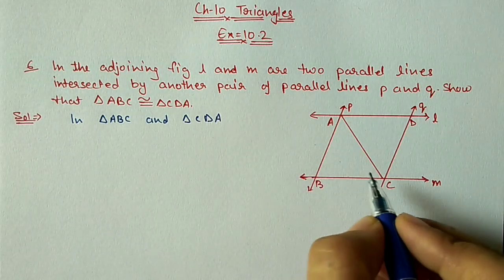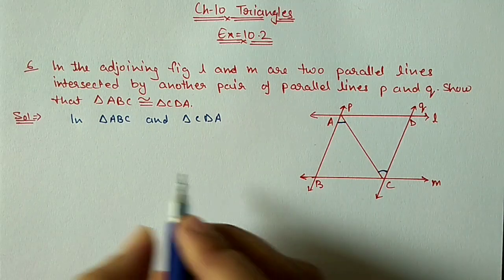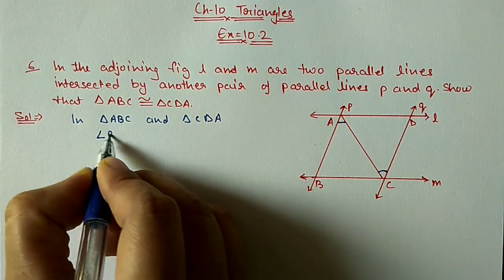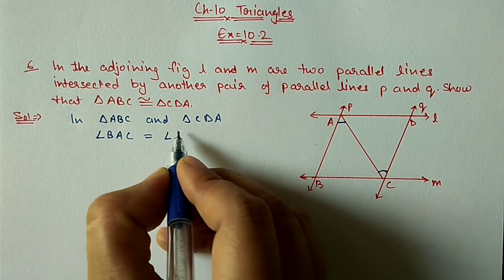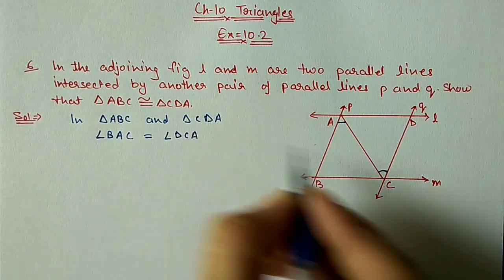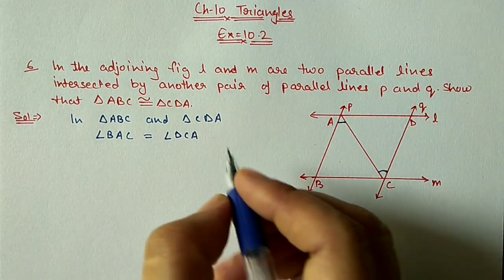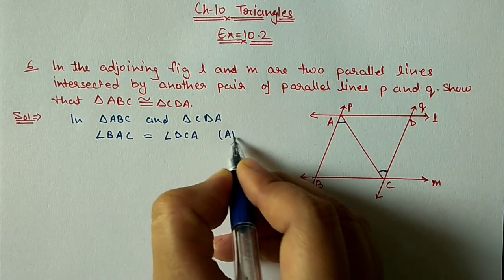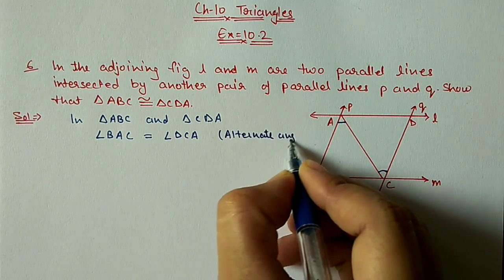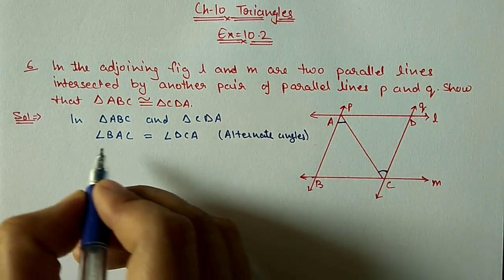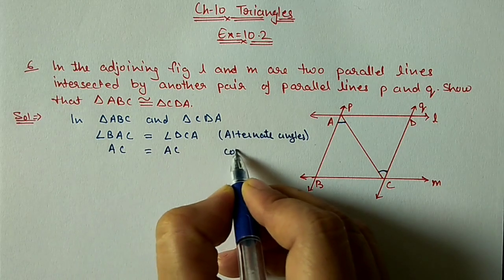we can show angle A is equal to angle C. This angle and this angle is equal. Angle BAC is equal to angle DCA. These two are alternate angles. These are the parallel lines and this is transversal. So these are alternate angles. Then we can compare AC is equal to AC. It is common for both the triangles.